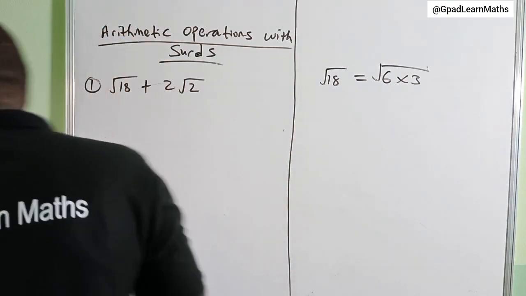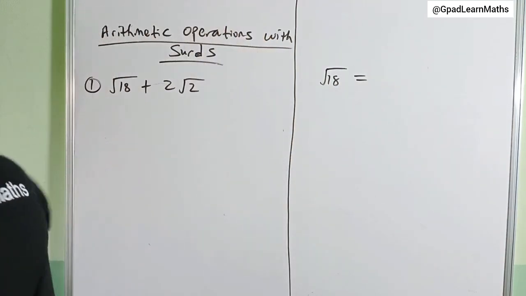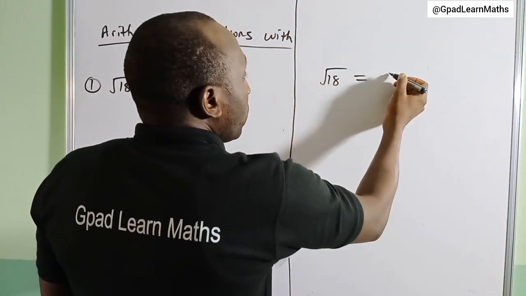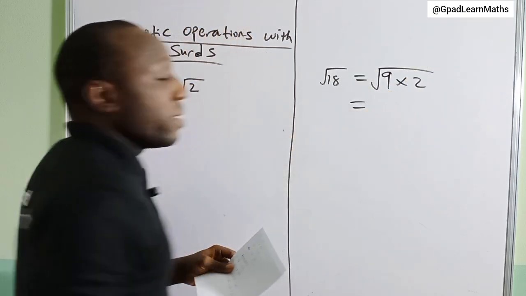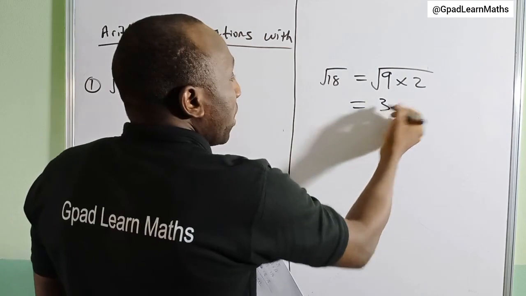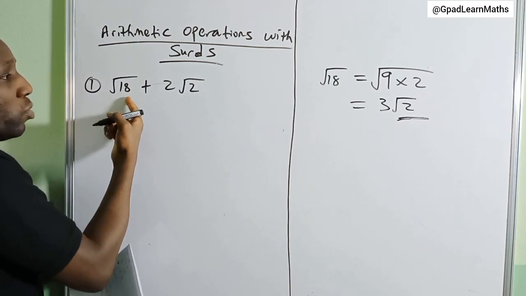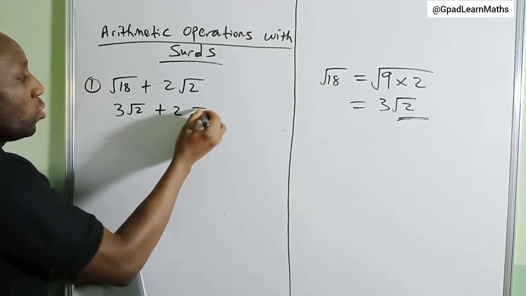So the way you break this kind of numbers down is that you look for one number that has to be a perfect square. So if you want to break this down, let's use 9 times 2. This is what is going to work here. What is the square root of 9? It is 3. And then you maintain the surd 2 that we have. So if you break root 18, it's going to give you 3 surd 2, then plus 2 surd 2.